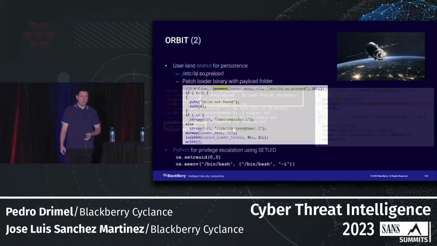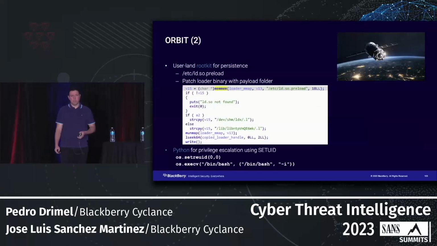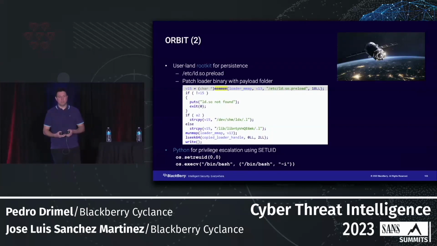Another interesting aspect of Orbit is that it tries to patch the system loader binary. So whenever a new process spawns in the system, it will execute Orbit. That's a way to avoid detection. For example, if the admin finds that it's patching the LD.SO preload, it also tries to use this second technique. And it also relies on Python, which is one of the GTFOBins that we've seen for escalation.